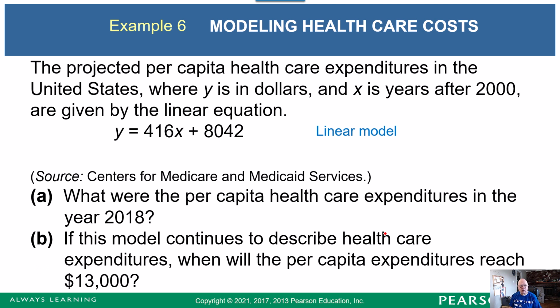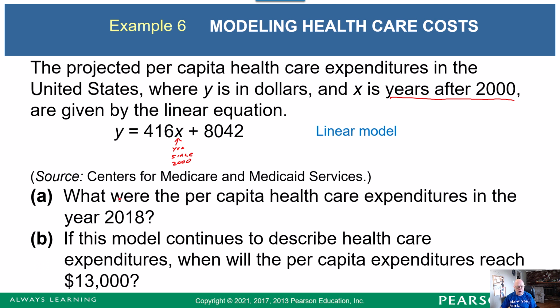Another example, we've got healthcare. That's a big deal. The expenditures in the United States were Y as in dollars and X as in years. Keep note of that. X is the years after 2000. This is important. We're going to need that piece, so put that in that little box of information you're going to use. Here's the model. Remember, this is years since 2000.